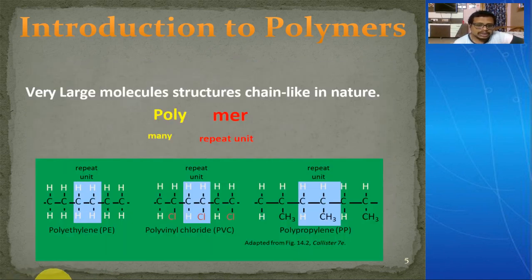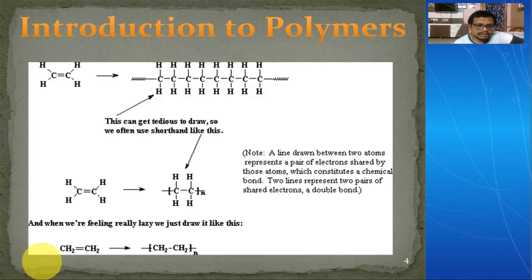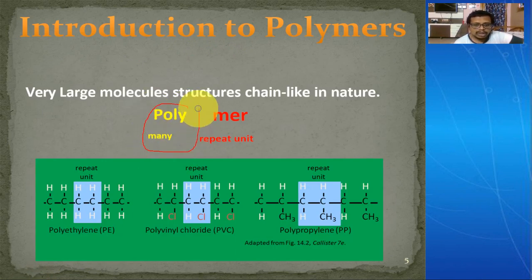Okay, so in the previous example, this part is a repeating unit in a polymer, right? This repeating unit is called a monomer. Poly means many, so many repeating units form a polymer. If you see polythene, this is a repeating unit. If you see polyvinyl chloride, this is a repeating unit. If you see polypropylene, this is a repeating unit. The repeating units form very large chain-like molecules. This is called a polymer, and these are called monomers, right?